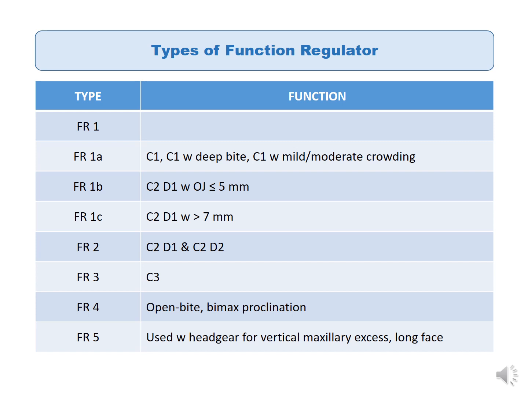The FR2, the most commonly used type, is used in correction of class 2 division 1 and class 2 division 2 malocclusions. The FR3 is used for class 3 malocclusions. FR4 is used for open bite and bimaxillary proclination cases. FR5 is used with headgear for vertical maxillary excess or long face syndrome.